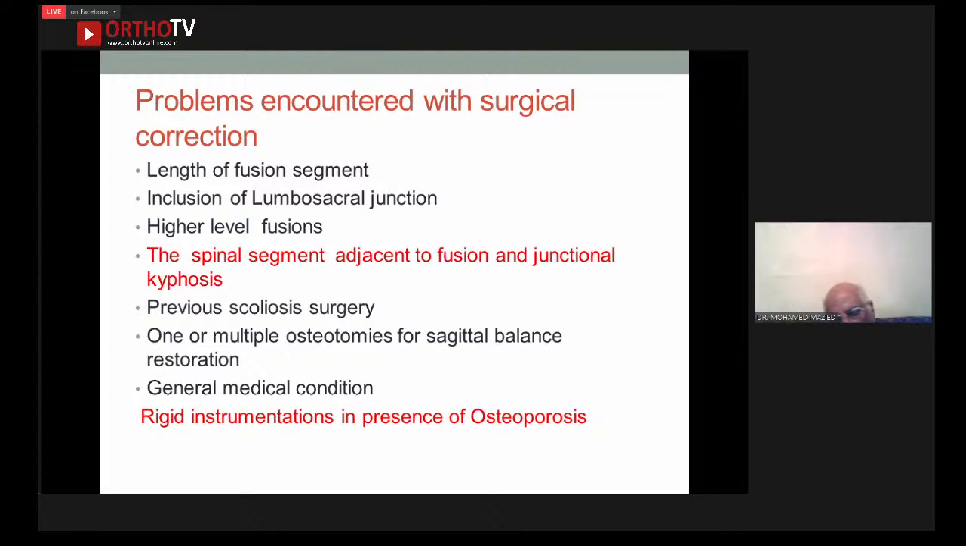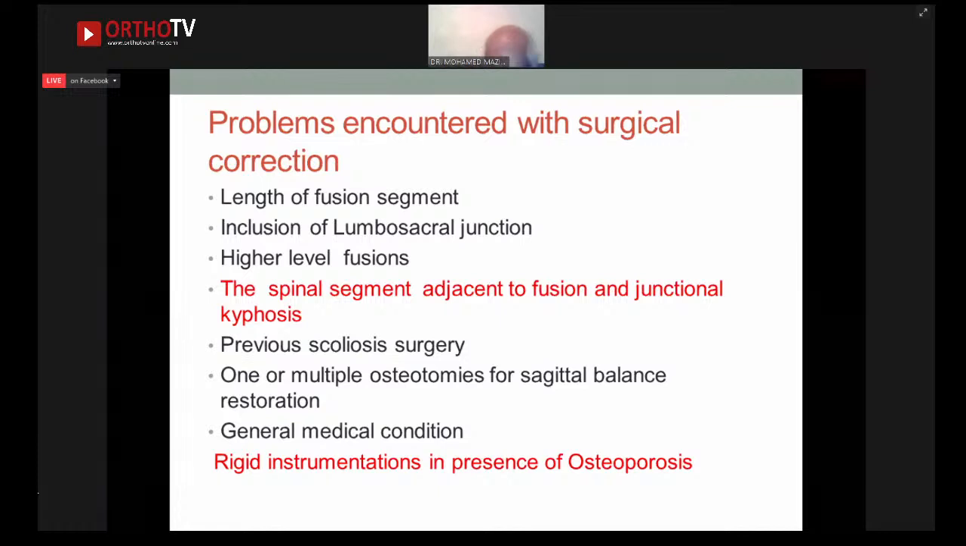Study the previous scoliosis surgery for this patient. One or multiple osteotomies for sagittal balance restoration is mandatory in this condition. General medical condition of the patient: does the patient have osteoporosis? Are you going to make this instrumentation in osteoporotic bone? If the case is like this, give the patient a long brace and don't do fixation in osteoporotic bone.